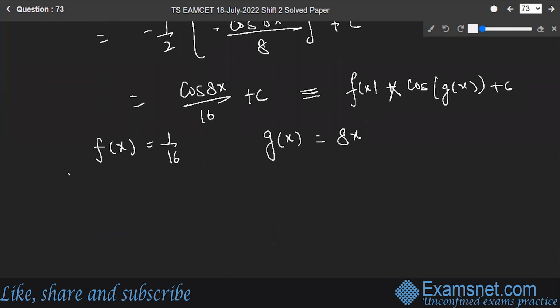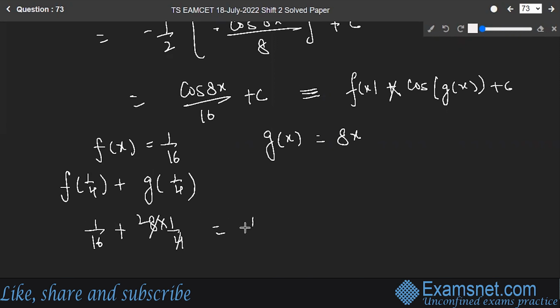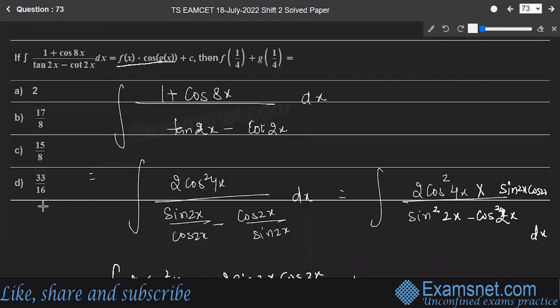You had to find out f of 1 by 4 plus g of 1 by 4. f of 1 by 4 is a constant, it's 1 by 16. Let's write this. g of 1 by 4 is going to give me 8 into 1 by 4, which is 2. So 1 by 16 plus 2 will give me 33 by 16. So this is the answer to the question. Option D is the correct answer.